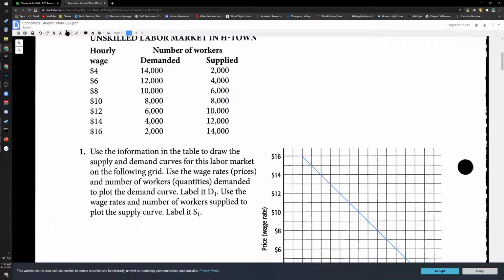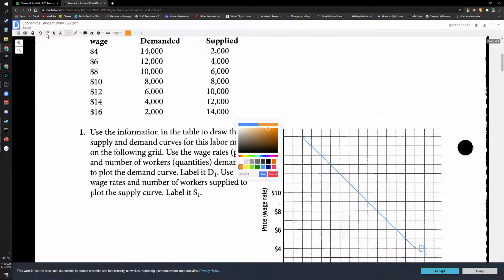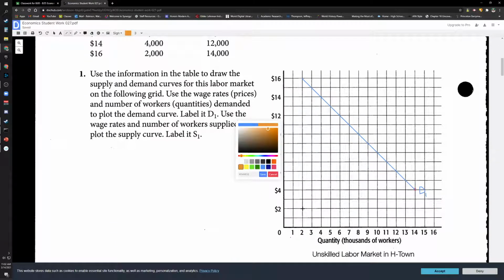I'm going to change the colors this time. So come over here, select line. I'm going to make this one orange. At $4 we have 2,000 people that are supplied, and then it goes to 14 at $16. So there's $16, and where's 14,000? There it is. All right, boom. So there we have it intersecting, so we know that's going to be the equilibrium. Don't forget, as I almost did, to label it. So this is supply.